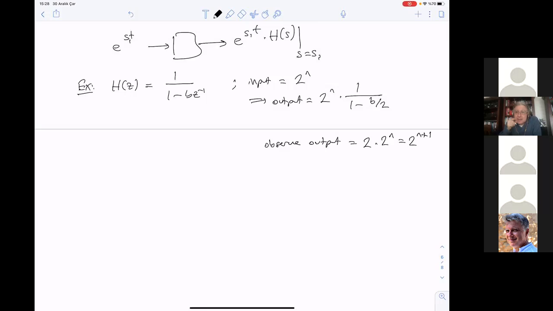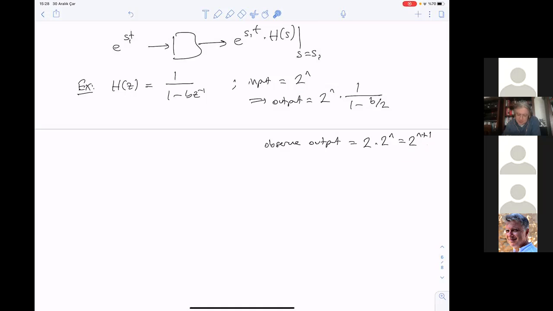If you don't apply this knowledge, you will never be able to solve the questions. 99.9% of the students just cannot solve it because they say h of z is this, the input is 2 to the n, therefore the z transform of the input is 1 over 1 minus 2z inverse, which is incorrect, very wrong. It's not the z transform of 2 to the n. And they try to multiply them and see if it equals 2 to the n plus 1 as an inverse z transform. Complete headache, complete nonsense.